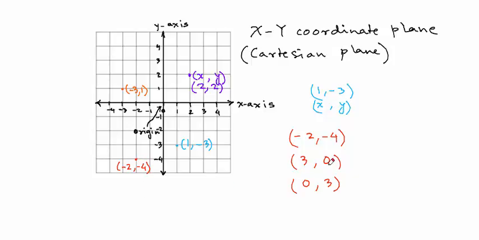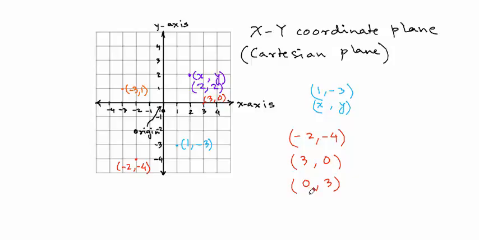How about 3, 0? We start at the origin, move 3 units to the right, the positive direction of the x-axis, and then because the y value is 0, we neither go up nor go down, and this is the point 3, 0. And that tells us something useful. That tells us that the coordinates of any point on the x-axis is going to be something, 0, because the y-coordinate of every point on the x-axis is always 0.